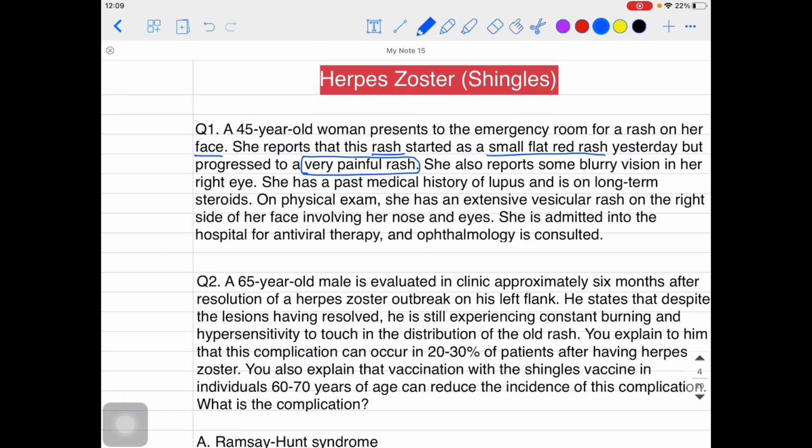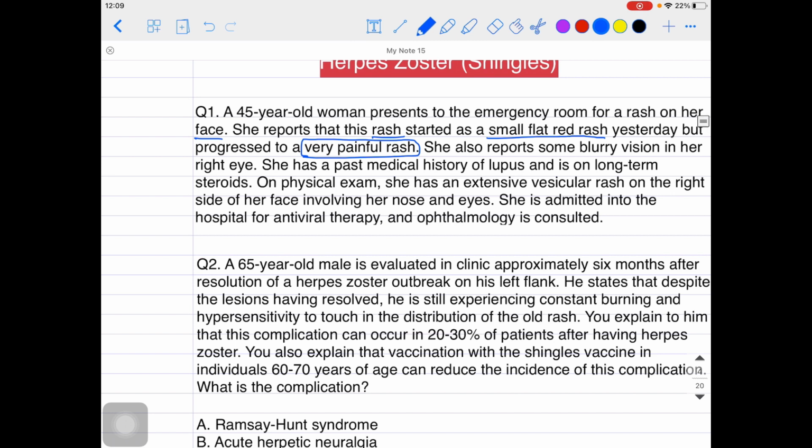Okay, she also reports some blurry vision. There was a rash present on her face, remember, and she also reports blurry vision in her right eye, and she has a past medical history of lupus and is on long-term steroids. On physical exam, she has an extensive vesicular rash on the right side of her face involving her nose and the eyes. She is admitted to the hospital for antiviral therapy and ophthalmology is consulted.